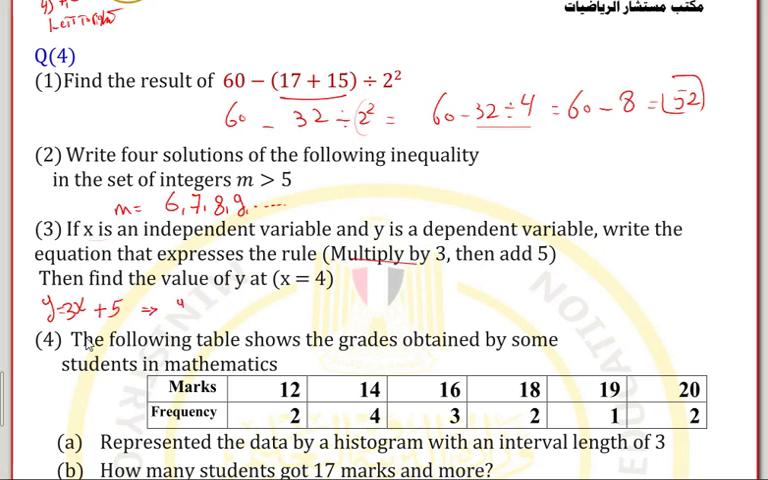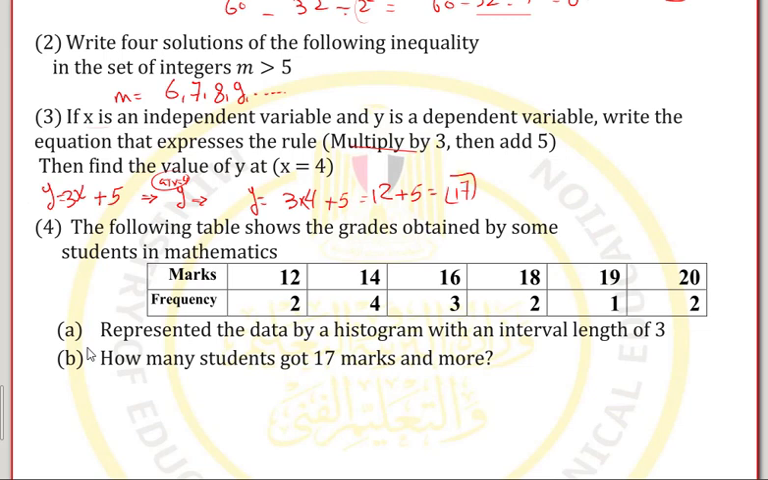He wanted the value of y at x equal to 4. So put x equal 4 in this equation, so y is 3 multiplied, replacing x with 4, so 3 by 4 plus 5. 3 by 4 is 12, and 12 added to 5 is 17. So the answer is 17.